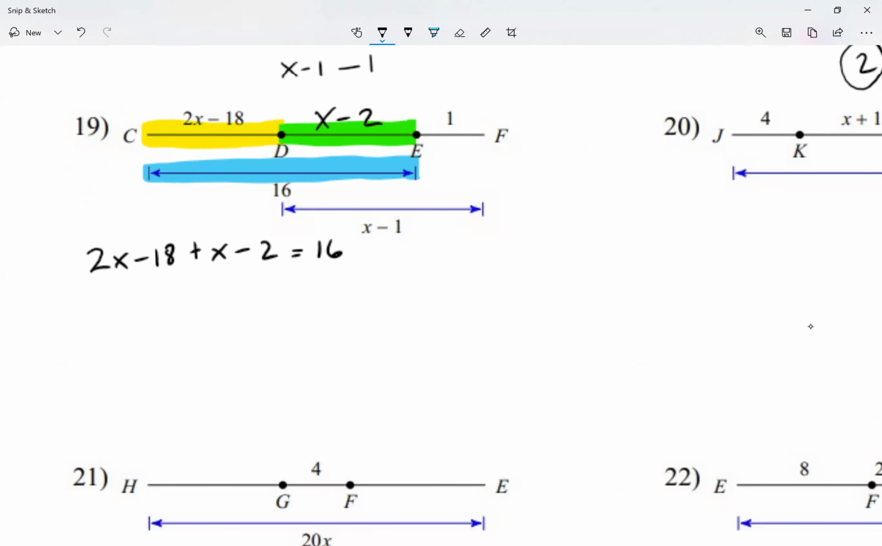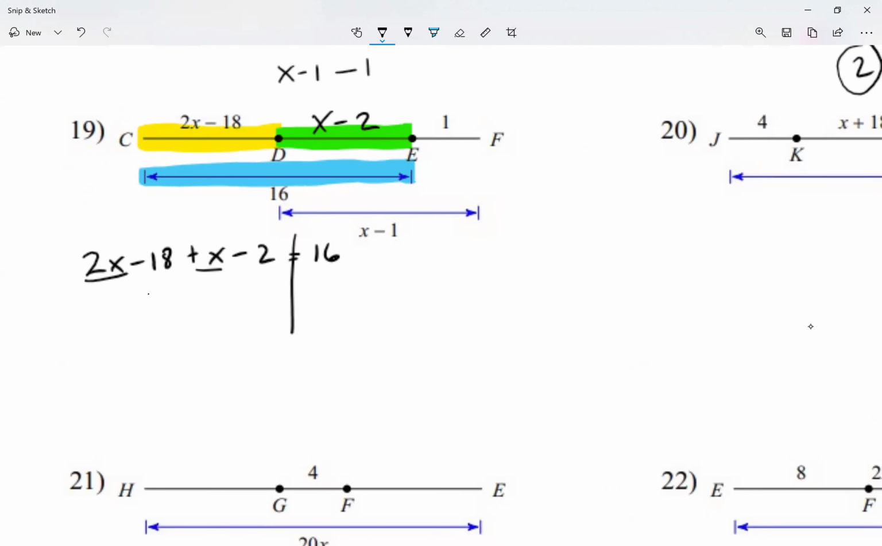As soon as I can find two segments equal a bigger segment, I can just set up my question here and then solve it as algebra. So looking at letters on the left side, 2x plus 1x, that's going to give me 3x.